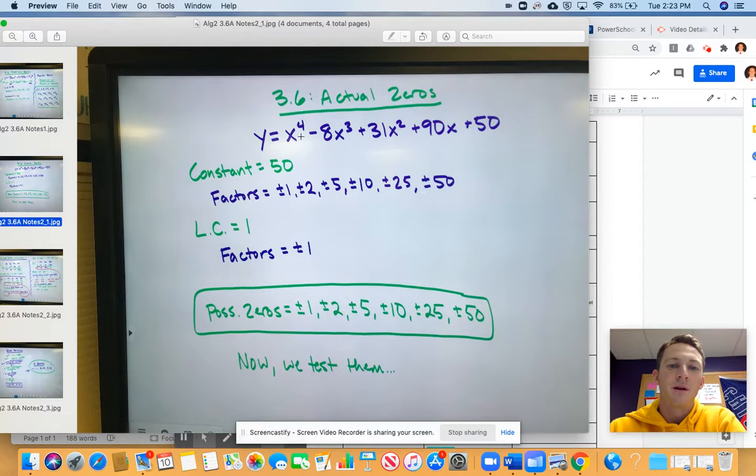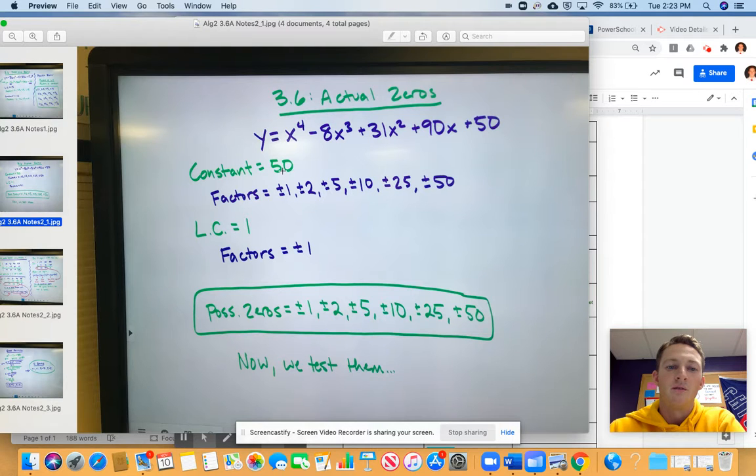So here's our polynomial. We have x to the 4th minus 8x cubed plus 31x squared plus 90x plus 50. So it's already in standard form. Our leading coefficient is 1. Our constant is 50. So the constant goes on top.